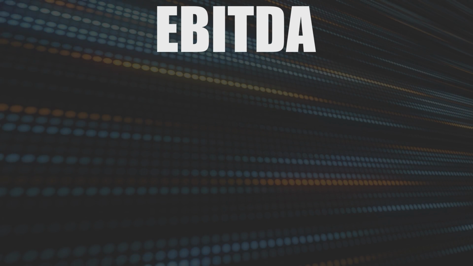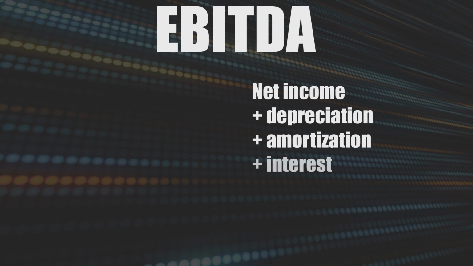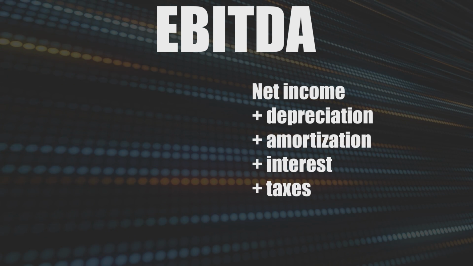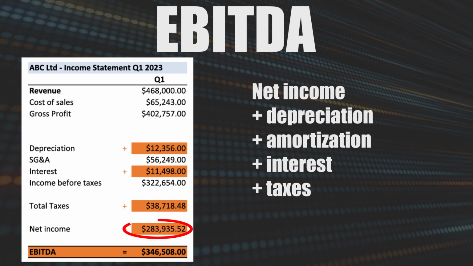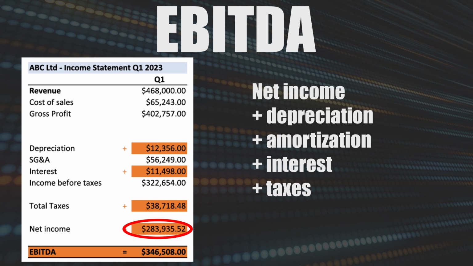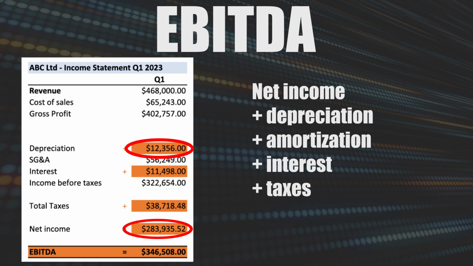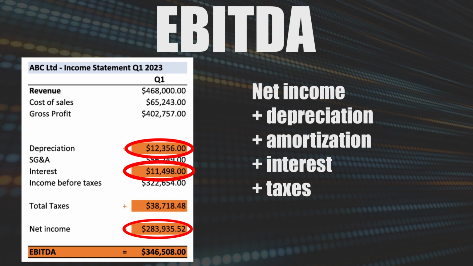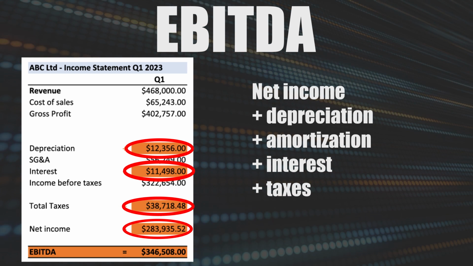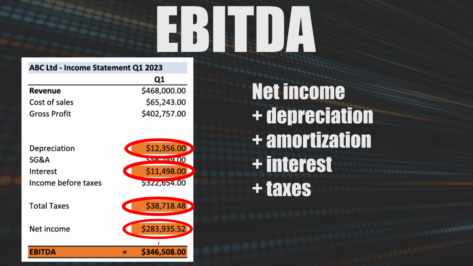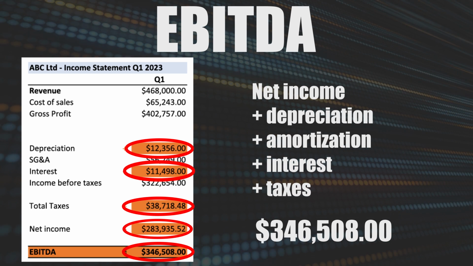Typically, you will find EBITDA calculated like this: net income plus depreciation, amortization, interest expense, and taxes. For instance, ABC Incorporated brought in $283,935.52 in net income. The company reported $12,356 in depreciation and amortization, $11,498 in interest expenses, and $38,718.48 in taxes. The resulting EBITDA would be $346,508.